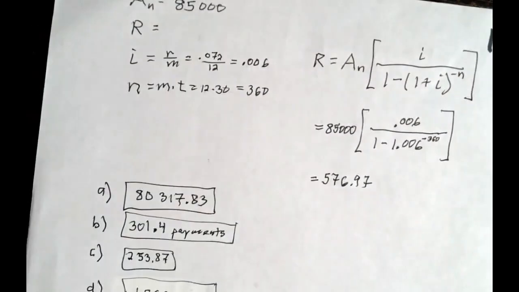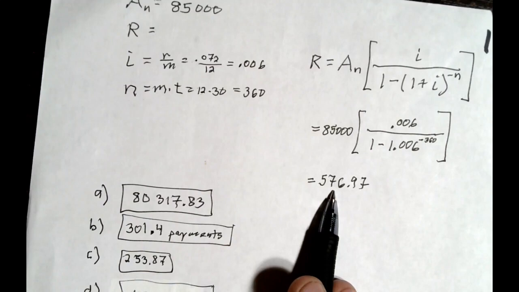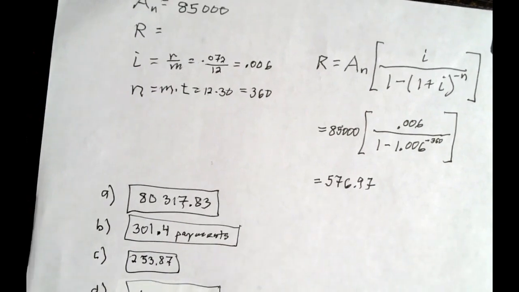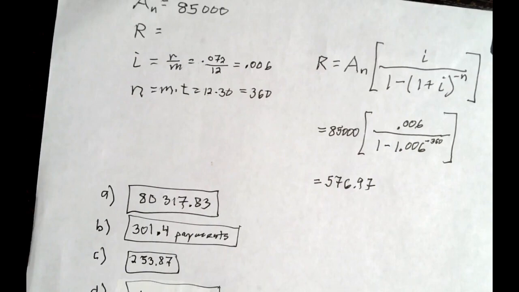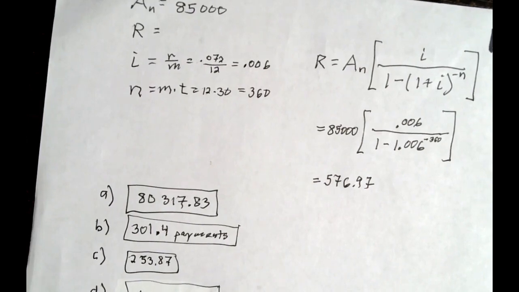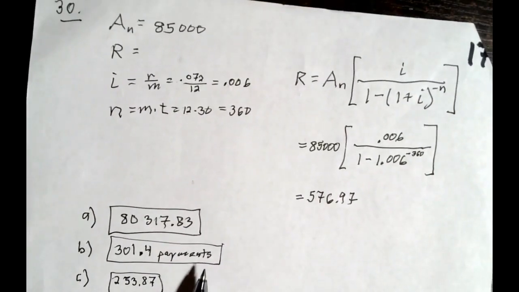So they paid $576.97 each month for 36 payments. So multiply that times 36. And then you add another $2,000 on top of that. So you've got 576.97 times 36 plus 2,000. And what they come up with here, they said the unpaid balance is 80,000.